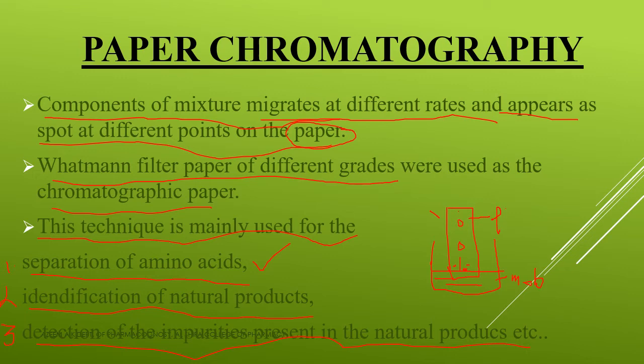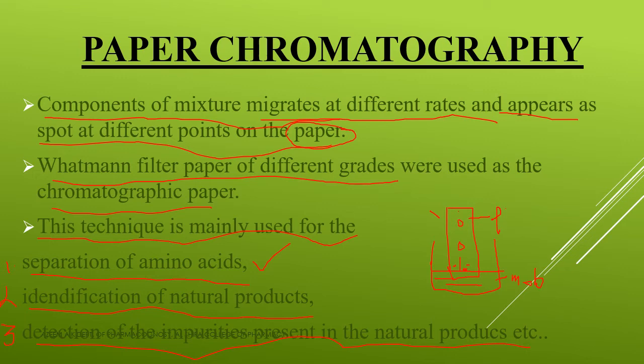So in the end, it is the simplest of all the types of chromatography, and the principle is partition. Whatman filter paper of different grades will be used. So here two phases are there. One is a mobile phase and second one is a stationary phase. So here mobile phase is a liquid only, and stationary phase is also a liquid, that is the water droplets which are present inside the paper. Clear? So the sample will be distributed between these two phases based on the affinity. It will be moving upwards and get separated. Clear? So Whatman filter paper of different grades will be used as a chromatographic paper.